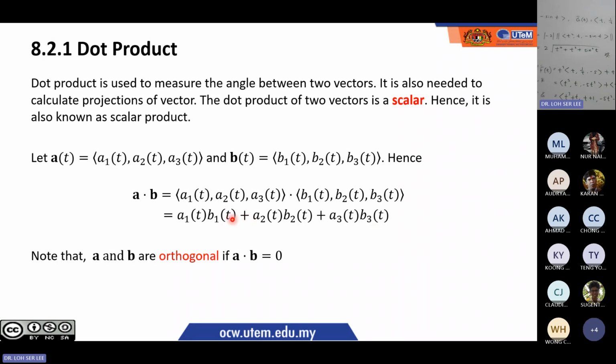Hence it is also known as scalar product. So a dot b, where a is a1, a2, a3 and b is b1, b2, b3, means a1 times b1 plus a2 times b2 plus a3 times b3. This is dot product. If your dot product equals 0, it means a and b are orthogonal. Orthogonal means 90 degrees, perpendicular. We call it orthogonal.